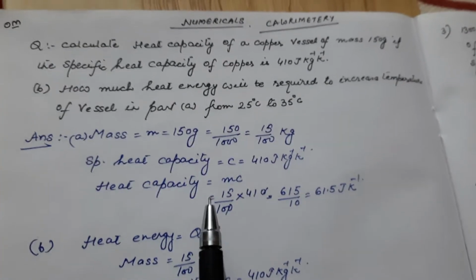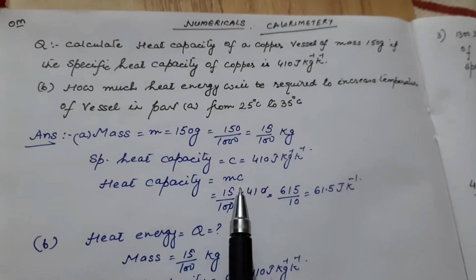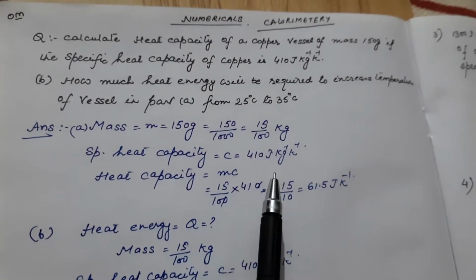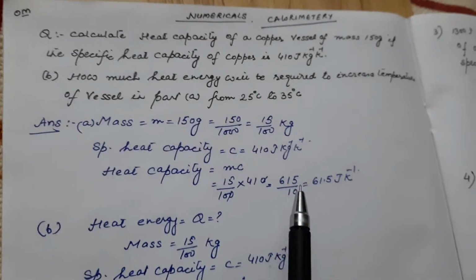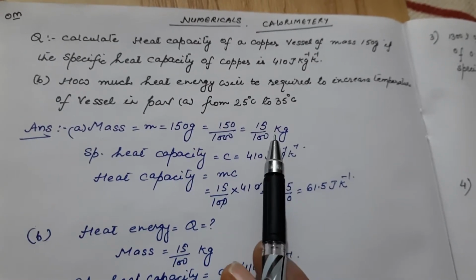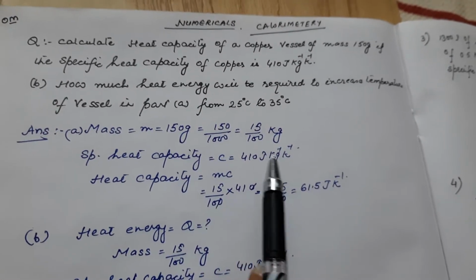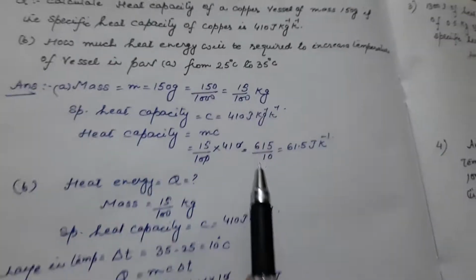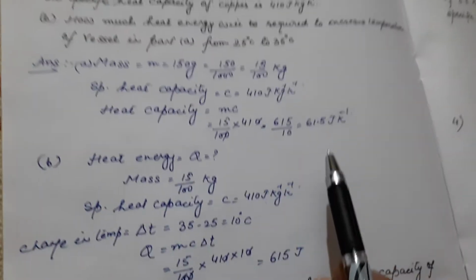As you have studied, what is the relationship between heat capacity and specific heat capacity? Heat capacity is equal to mass into specific heat capacity. We will substitute the value, but before substituting, we will check the unit. Here it is gram, here it is per kg. So we have to change gram into kg. After that, we will substitute the value and find the answer.